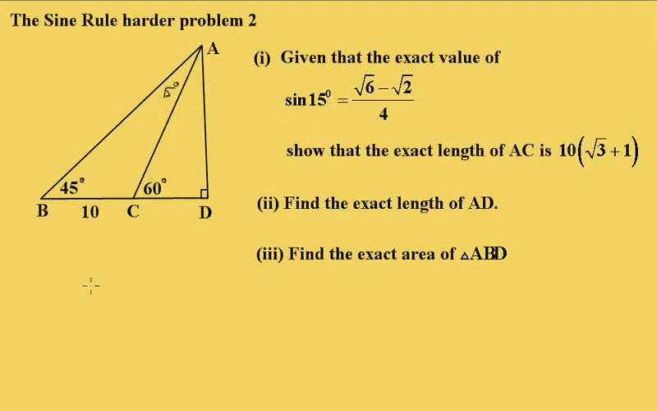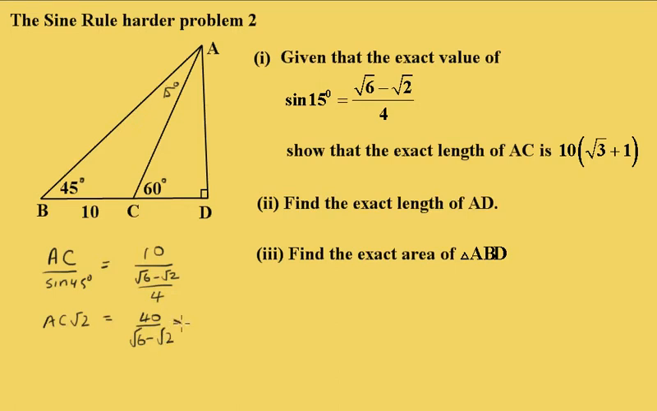We've got to find AC. So AC over the sine of 45 is equal to 10, which we're given, over the sine of 15, which is this root 6 minus root 2 on 4. So this is 1 on root 2, so that's AC root 2, inverting and multiplying, gives me 40 over the square root of 6 minus the square root of 2.